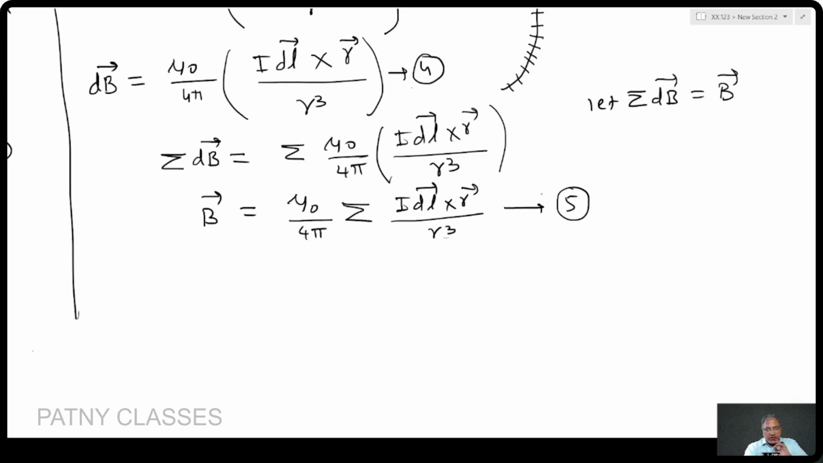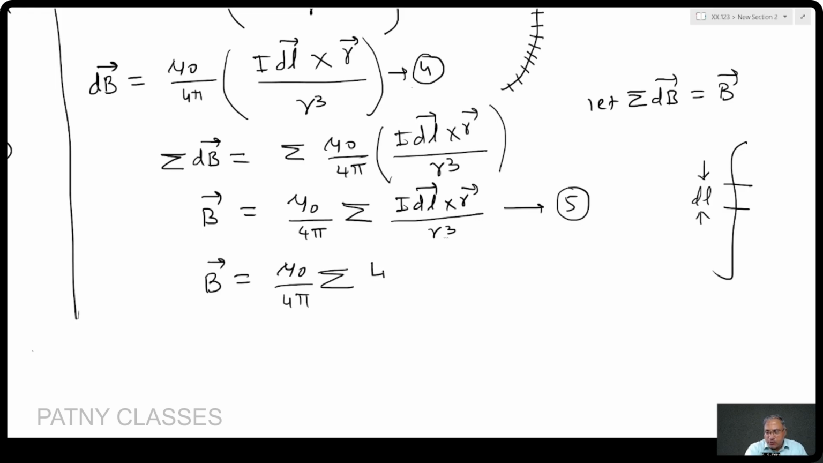Now equation 5 is not totally correct. Why is it not totally correct? The reason is that how small the element dl is, that is not mentioned in equation 5. So dl is a very small element. Whenever you have a wire, we said this is the dl. So what is the length of the dl? The length of dl is very, very small. How small is it? It is near about 0 but not equal to 0.